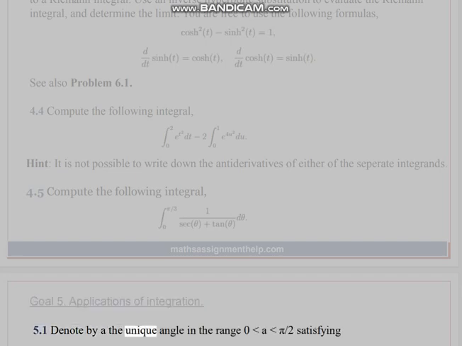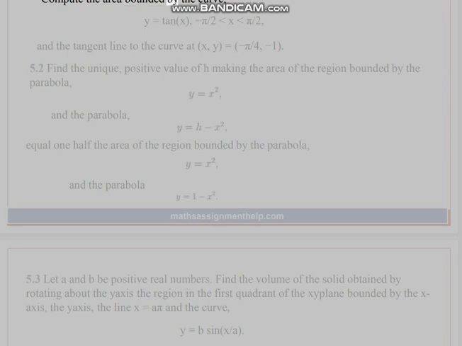Goal 5. Applications of integration. 5.1 Denote by theta the unique angle in the range (0, pi/2) satisfying the following. Compute the area bounded by the curve y equals tan x, for -pi/2 less than x less than pi/2, and the tangent line to the curve at (x, y) equals (pi/4, 1).